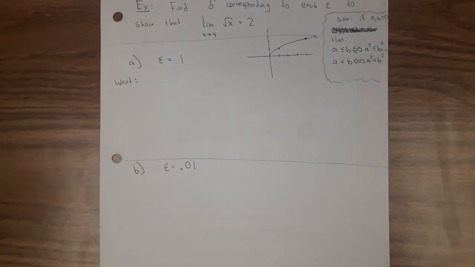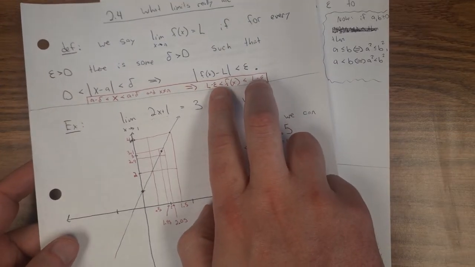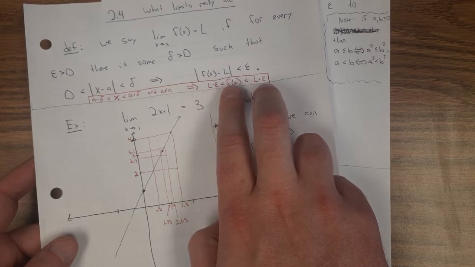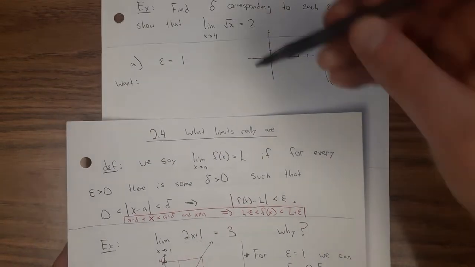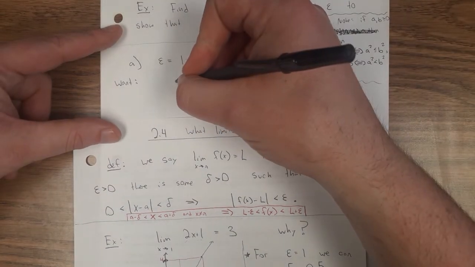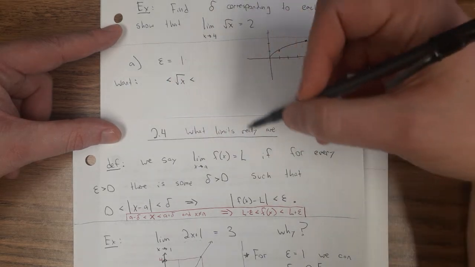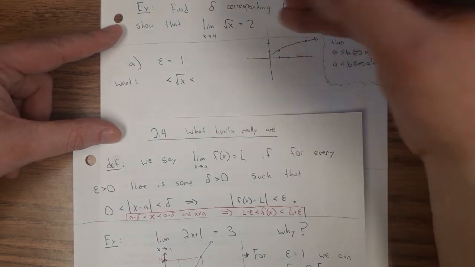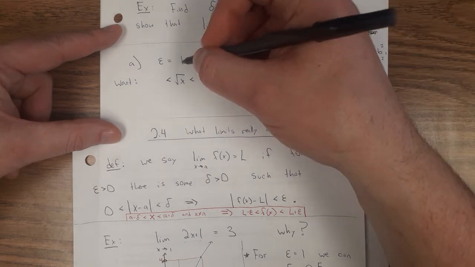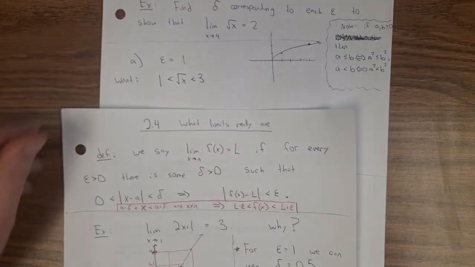So, what do I want? I'll say it this way: I want f of x to be in between L minus epsilon and L plus epsilon. f of x here is the square root of x, so I want f of x to be between, okay, what's L? L is this, so it's this plus epsilon and this minus epsilon. So 2 plus 1 would be 3, 2 minus 1 would be 1.